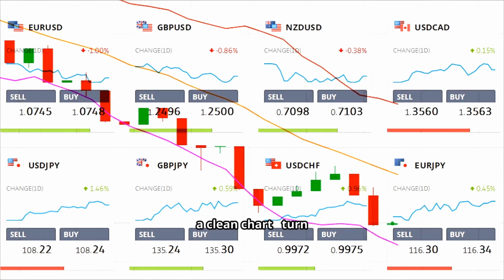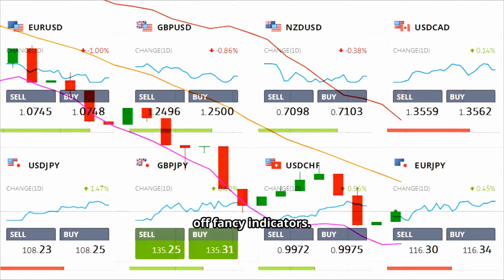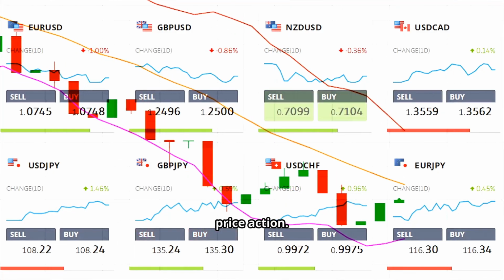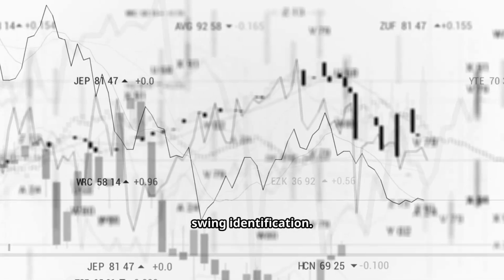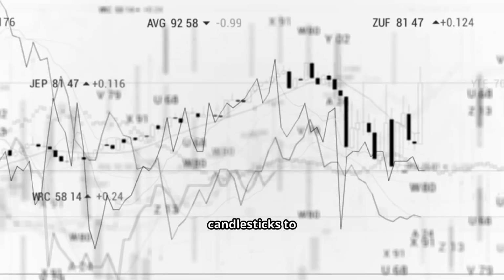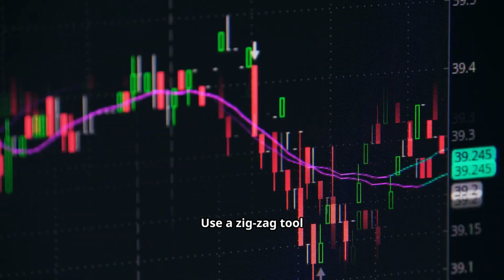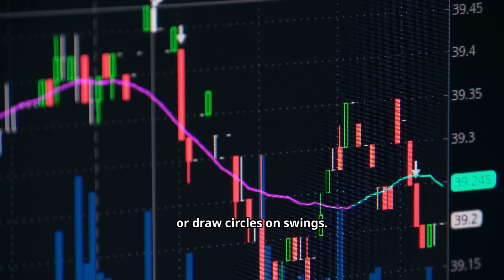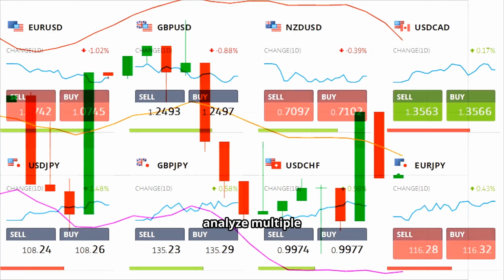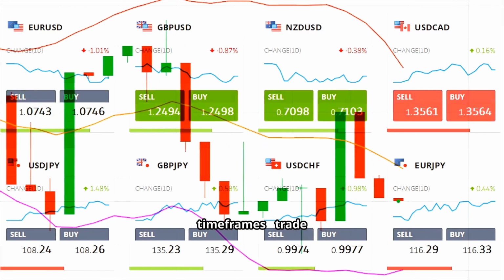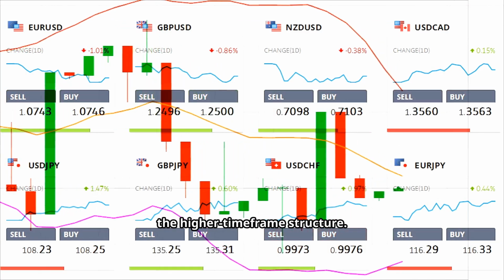Now the practical part. Tip 1. Start with a clean chart. Turn off fancy indicators. All you need is price action. Tip 2. Use a line chart to get started. It simplifies swing identification. Then switch to candlesticks to refine entries. Use a zigzag tool or draw circles on swings. Mark the most recent significant high and low, then look further back. Pro tip. Always analyze multiple time frames. Trade in the direction of the higher time frame structure.